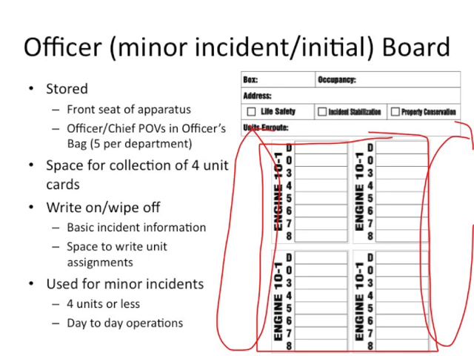So if we were going to assign this upper left unit to rescue, we could write rescue in grease pencil right there on the officer board to denote that. It's a write-on, wipe-off material. You use it for basic incident information. You can put in the box area the occupancy, the address, and your basic objectives are there.